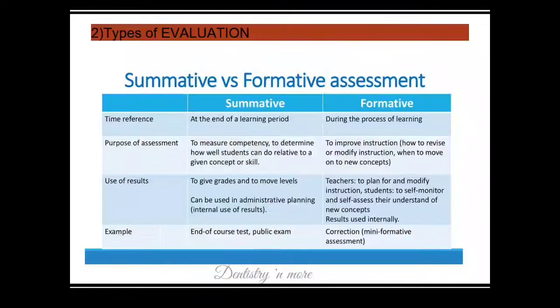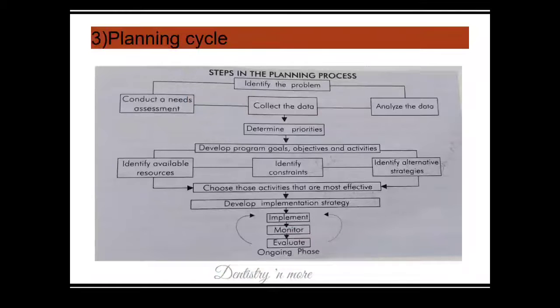Okay. Now we have the planning cycle. It was asked once. So planning, we have steps of planning. That is, first we need to identify the problem. What is there? High dental caries prevalence in a city. First we need to do a needs assessment, then collect the data using a survey. Then we need to analyze the data, and we need to determine the priorities where we have to apply the program, mostly school children or women.